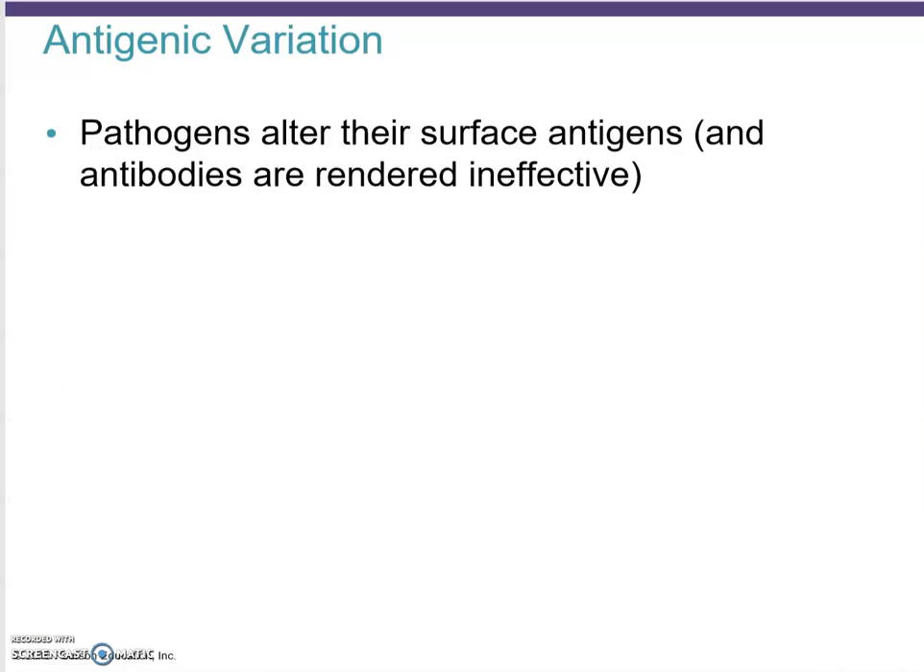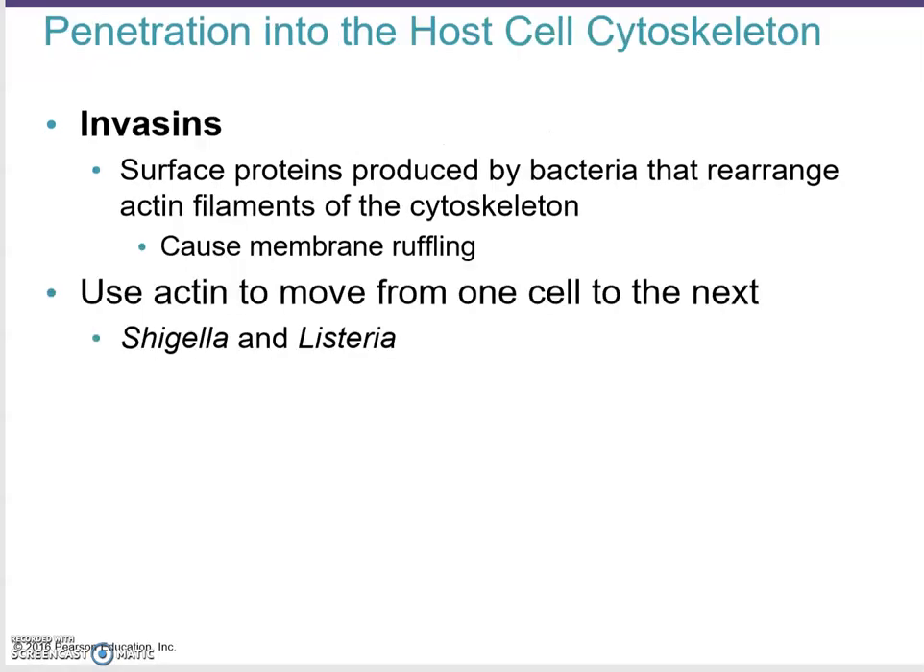Another trick that pathogens can use is called antigenic variation. That means the pathogen alters the surface antigens that your immune system uses to make antibodies. And once the surface antigens are different, the antibodies that your body had previously made are no longer effective. Viruses are notorious for that, and that's why you need to get a flu shot every year, because the surface antigens of the flu viruses change all the time, and your immune system now needs to make a new antibody.